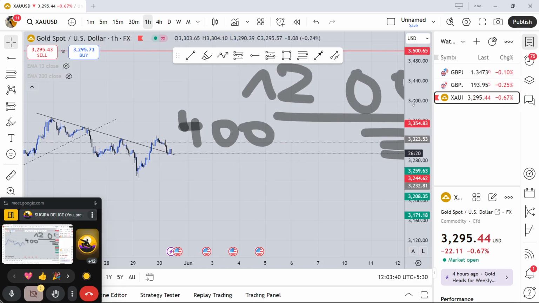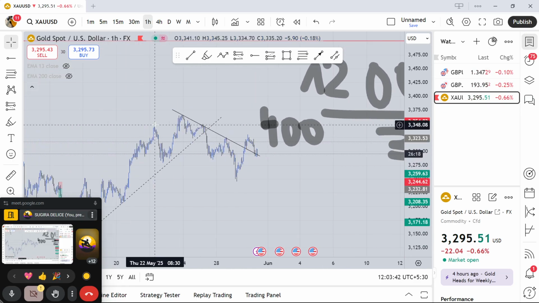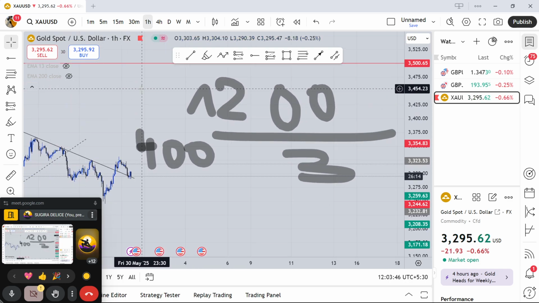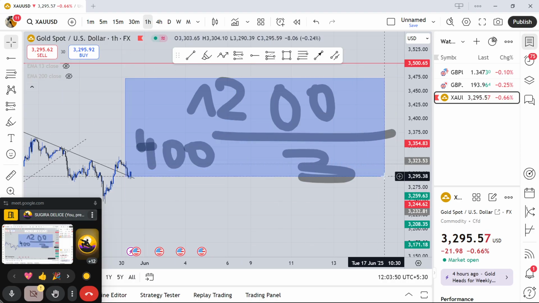Now we have got gold right now. Let's see what gold is doing right here.